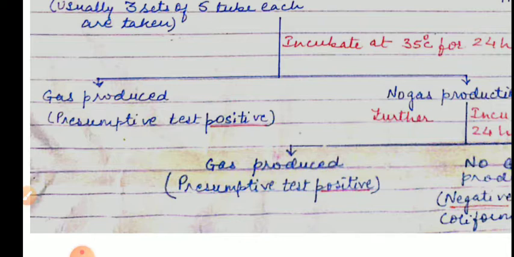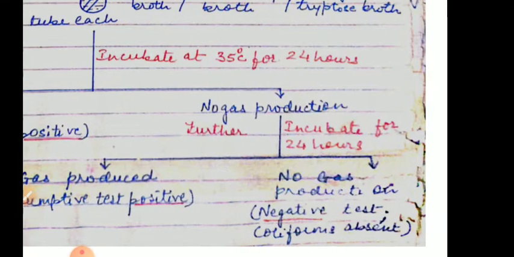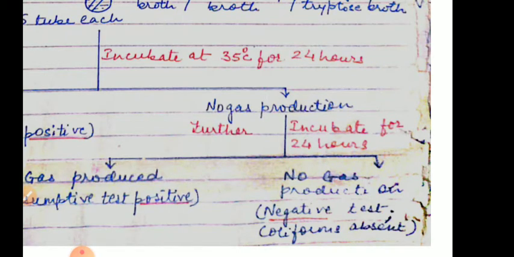Now if acid and gas are produced in any of the 15 tubes, then the presumptive test is said to be positive. If there is no acid and gas production in any tube after 24 hours of incubation, you further incubate all the 15 tubes for the next 24 hours. Then check acid and gas production after completion of 48 hours. If any one of the tubes shows acid and gas production after 48 hours of incubation, the presumptive test is said to be positive. And if there is no acid and gas production even after 48 hours of incubation, then the presumptive test is negative and coliforms are absent.